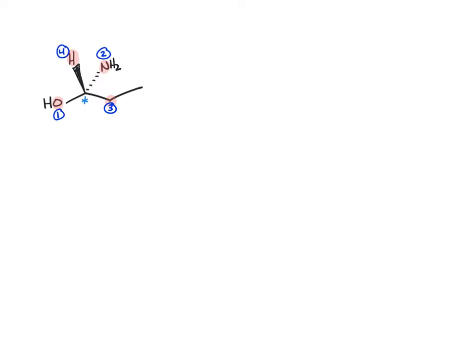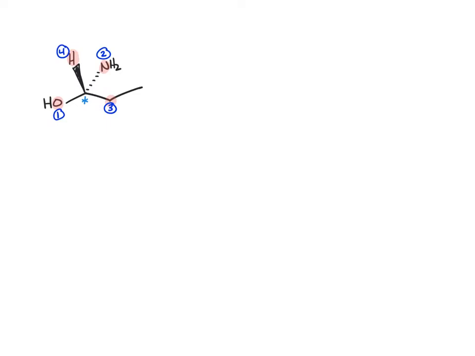Now we have to get our priority 4 group to the back, and there's a couple of ways you can do this. One way you could do this, if you're comfortable, is just to flip this molecule over horizontally, and that'll flip this OH to the right side, this ethyl group to the left side, and that horizontal flip will put the hydrogen back and the NH2 out. So that's one way to do it.